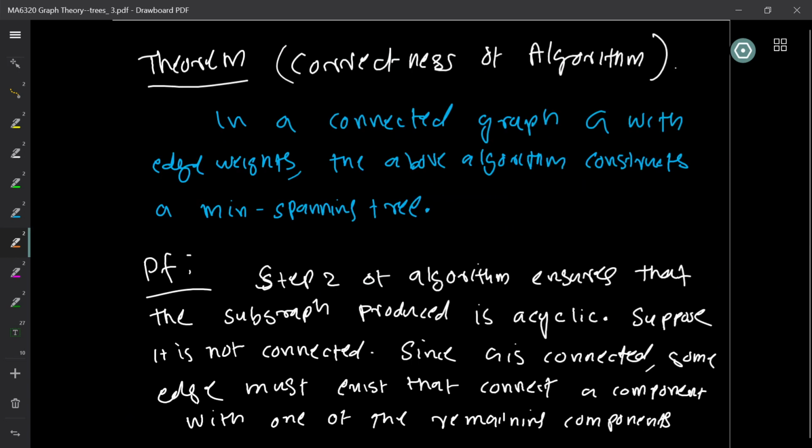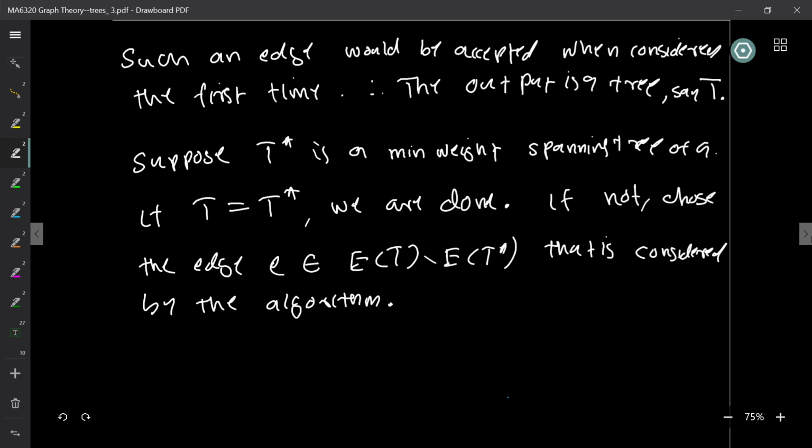Okay, so the correctness of the algorithm. In a connected graph G with edge weights, the above algorithm that we considered constructs a minimum weight spanning tree. So the proof is that first, as we mentioned before, the step 2 of the algorithm, where the while loop condition ensures that the subgraph produced is acyclic, and if it is not connected, then as G is connected, some edge must exist that connects a component with one of the remaining components, right? And when we consider this particular edge, such an edge would be accepted if it was considered by the algorithm for the first time, and if it was not considered by the algorithm, then it is already connected. So therefore, the output must be a tree.